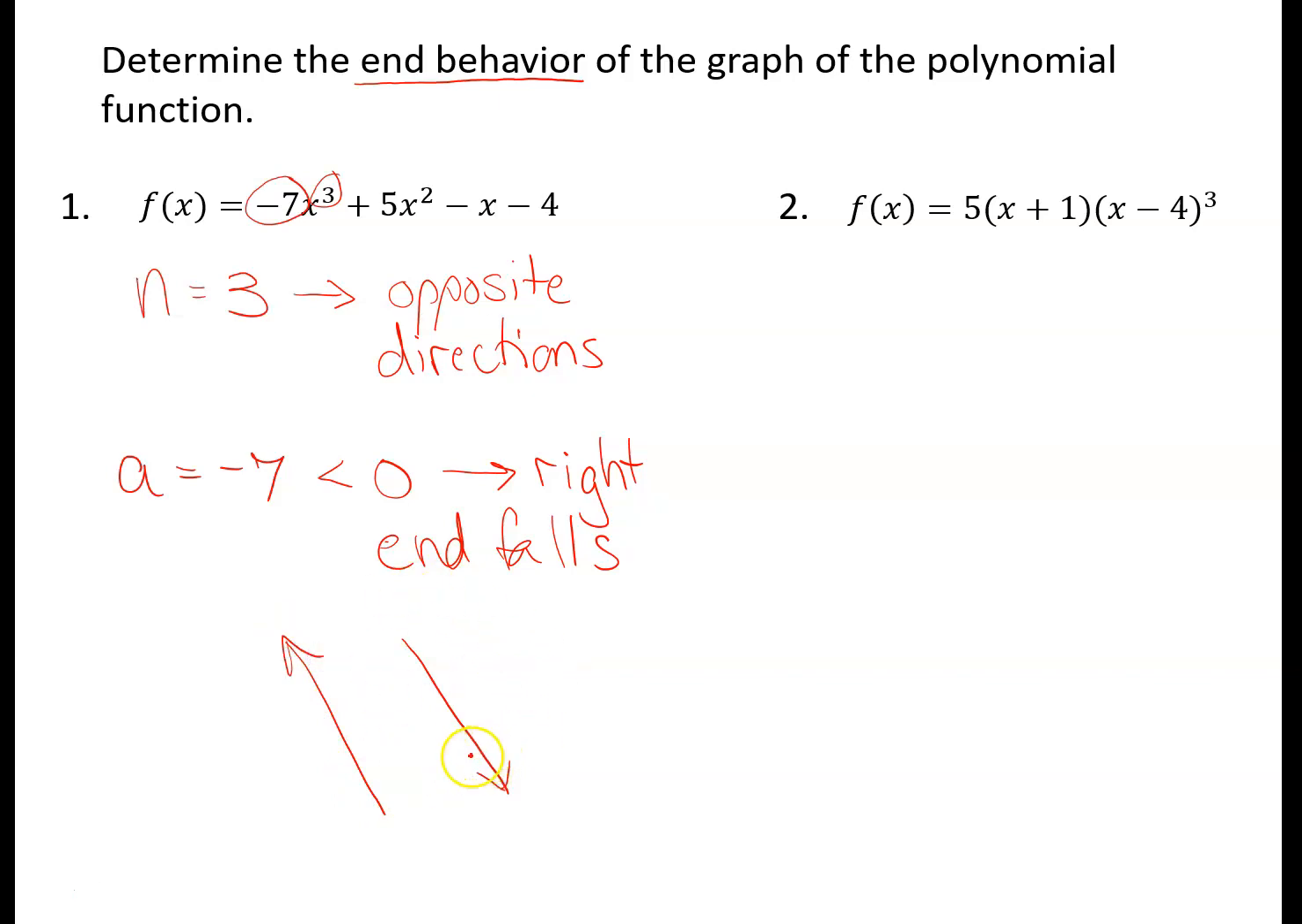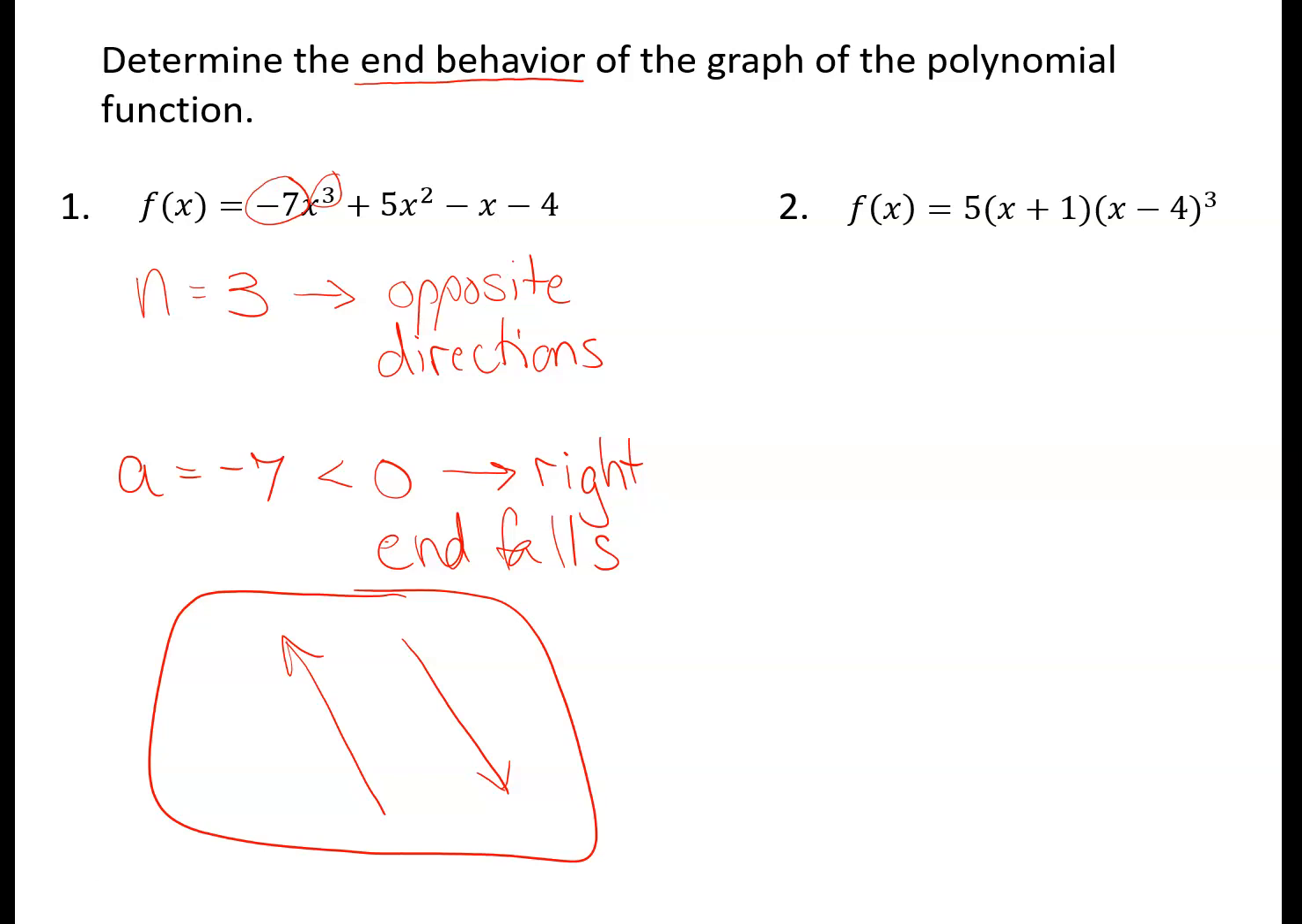So draw the right end and then just draw the left end kind of parallel to the right end, but with the arrow going up instead of down. And this is the answer. This is our end behavior. And we actually know what a basic x cubed function looks like. The negative just makes the ends do the opposite of what x cubed normally does.